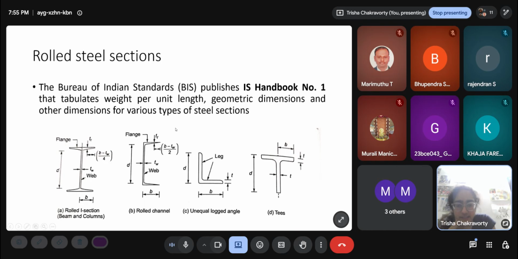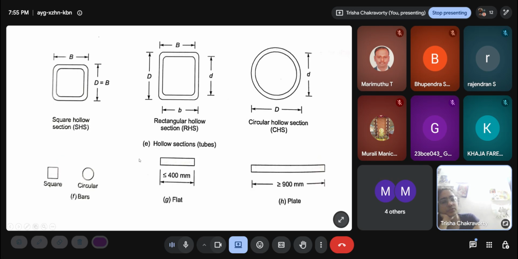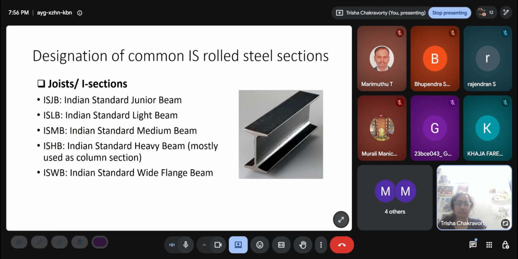This is an I section, and this is a C section. A C section will have an additional property. See, this section is symmetric about the x-axis, but it is not symmetric along the y-axis. So Cxx will also be a parameter which will be mentioned in every row corresponding to a channel section. This is an angle section. This is a T section. Then there are some closed sections, hollow sections, like square, rectangle, circular, and then there are some bars: square, circular, flats, and plates. They're very thin and small kind of things.